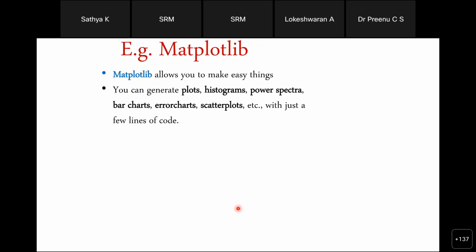So what are the plots we can do? These are the simpler idioms, like normal plots, histograms, power spectra, bar charts, error charts, and scatter plots. These are a few idioms that are supported in Matplotlib. If you're working on advanced techniques, you can explore by integrating Matplotlib as well as Seaborn here.